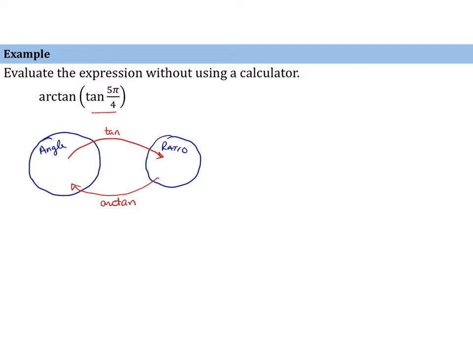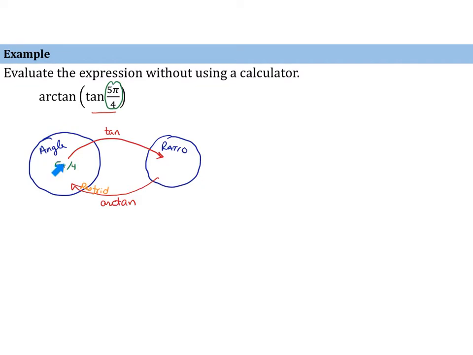The key thing to remember here is that there is a restriction. What's the first value that we see? 5 pi over 4. That's the input of a tangent function, so that must be the angle.